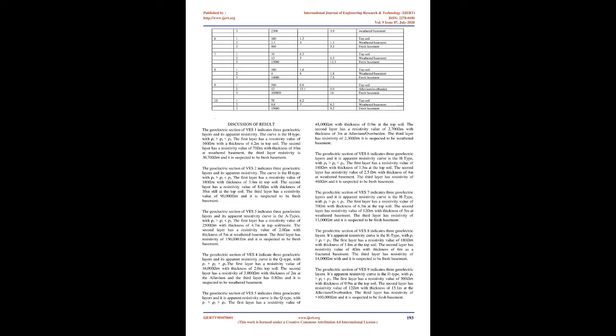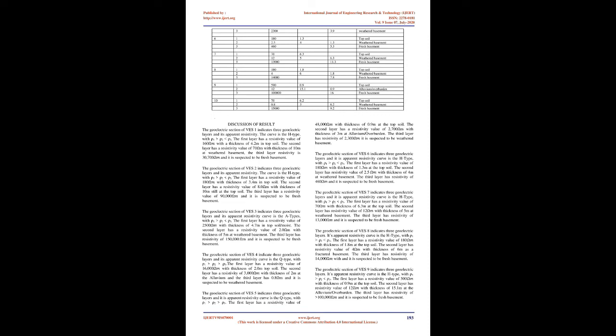The geoelectric section of VES2 indicates 3 geoelectric layers and its apparent resistivity curve is the H-type, with layers 1, 2, 3. The first layer has a resistivity value of 180 Ωm with a thickness of 3.4 m in topsoil. The second layer has a resistivity value of 8.0 Ωm with a thickness of 10 m, still at the topsoil. The third layer has a resistivity value of 90,000 Ωm, and it is suspected to be fresh basement.